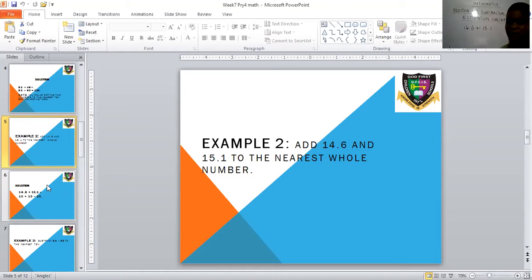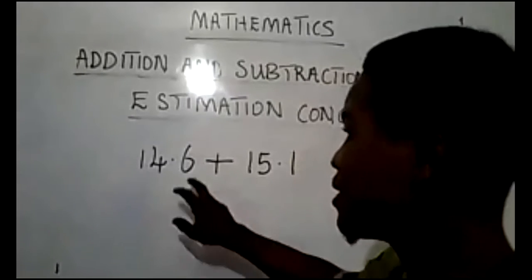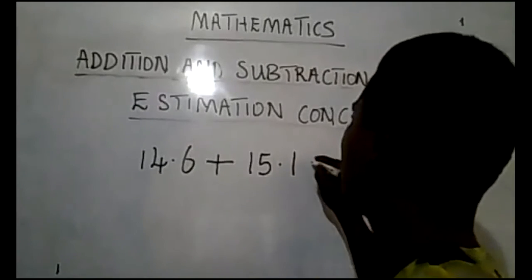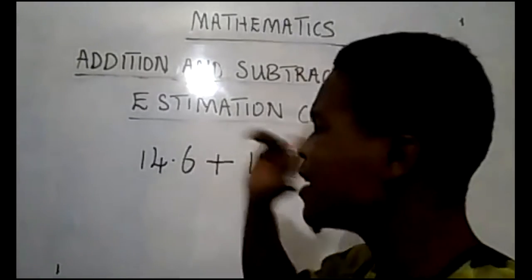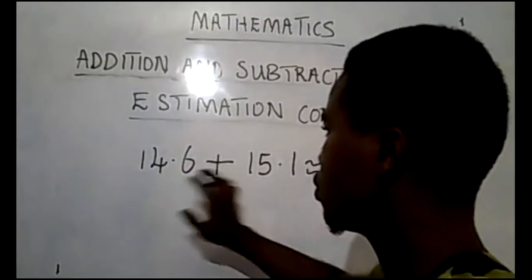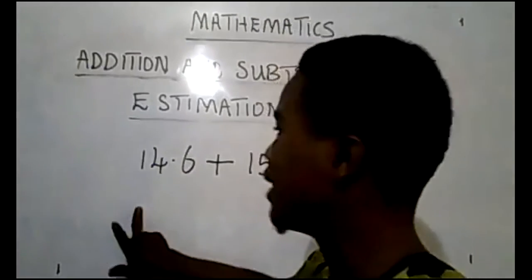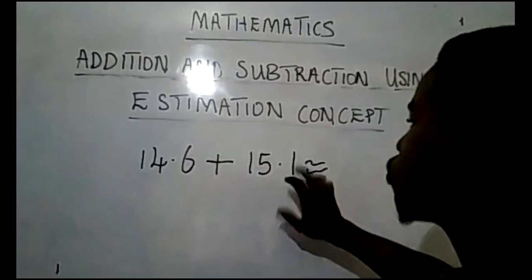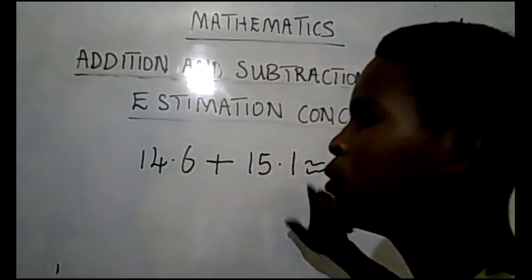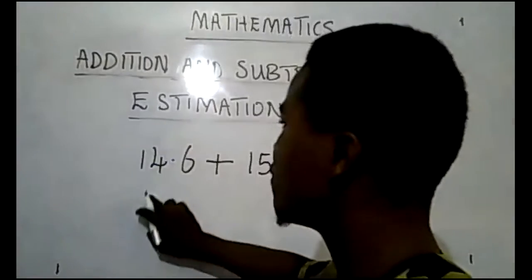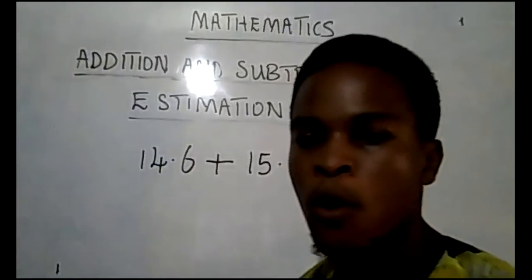Now, we are having 14.6 plus 15.1. Now, what that automatically gives you is what? The first thing you do is to convert each of these figures to the nearest whole number. That is, you convert 14.6 to the nearest whole number, then you convert 15.1 to the nearest whole number before you add the two together. Is that taken out? Now, we are having 14.6.